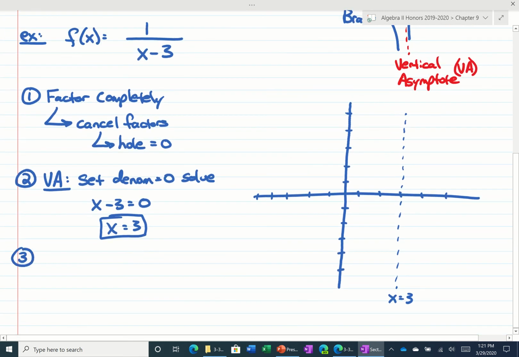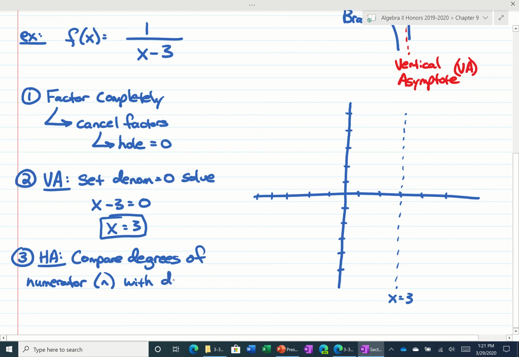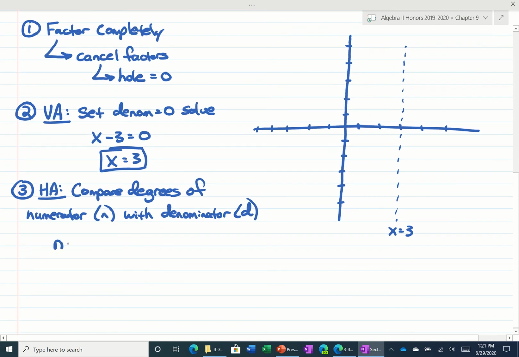Now the third step is a little tricky. To figure out where the horizontal asymptote is, what we do is we compare the degrees of the numerator, which we use n to represent, with the degree of the denominator, which we could use d for. Now if the top power, and remember a degree is just the highest power of x, if the highest power of x in the numerator is smaller than the highest power of x in the denominator, your horizontal asymptote is just y equals 0.